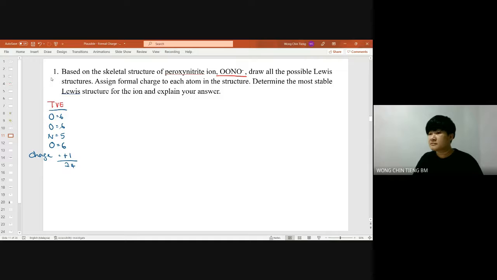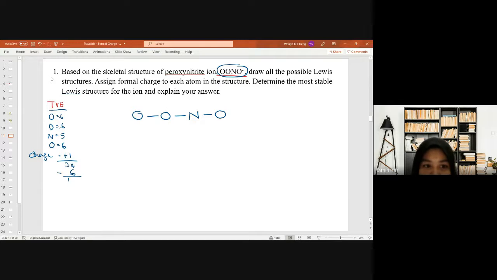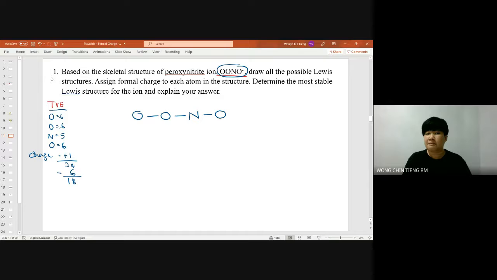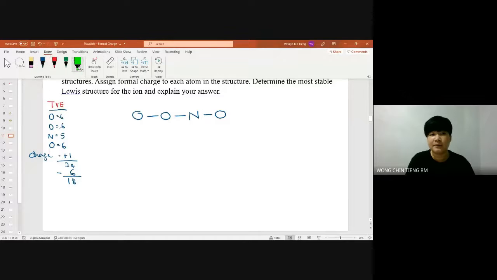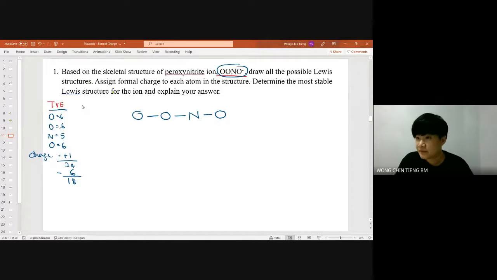Agree, class? According to the arrangement yang dia bagi, oxygen, oxygen, nitrogen, oxygen. So your skeletal accordingly. That is how your skeletal look like. Setuju? Fatnin, tolak berapa? Tolak 6. Tolak 6, tinggal berapa? Tinggal 18. Very good. So, tinggal 18 kat sini. What will happen next is we are going to octet the terminal. Betul? The next step, the third step, octet the terminal. My question, siapa terminal atom?